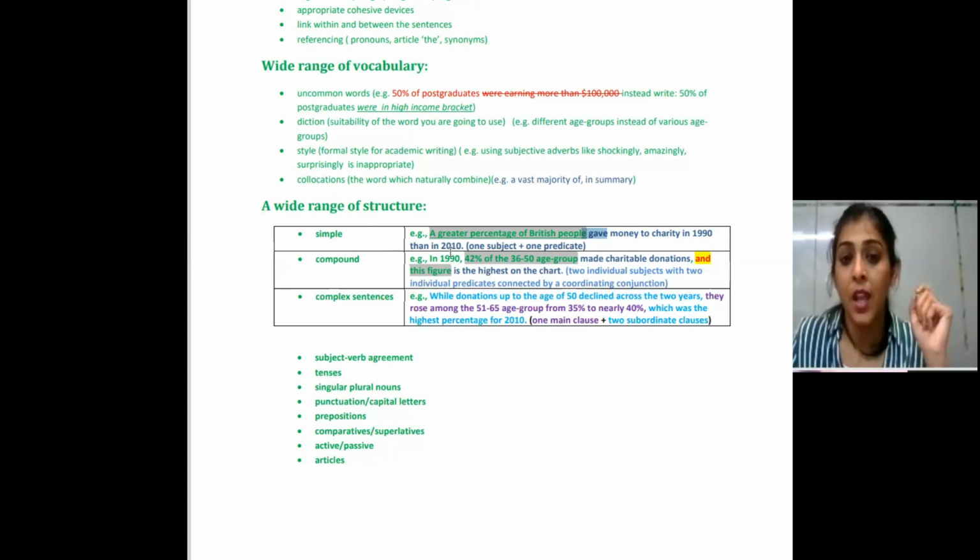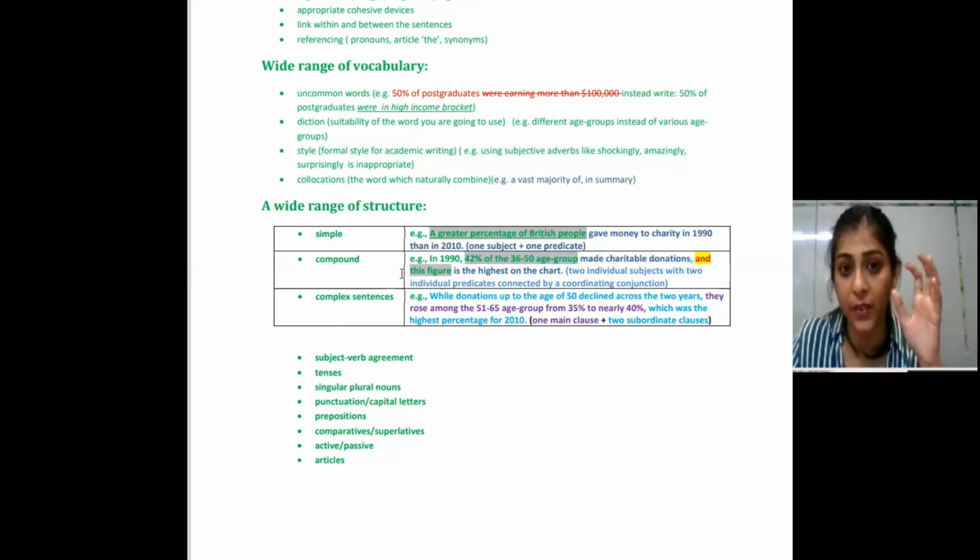For example, first of all, the sentence before this comma is a single sentence. It has its own subject, then its own verb and object. The subject starts from 42% of the 36 to 50 age group made charitable donations. Now, made onwards, charitable donations is the predicate, and the subject was 42% of the 36 to 50 age group. Now, this is one part of the sentence which has its own subject and own predicate.